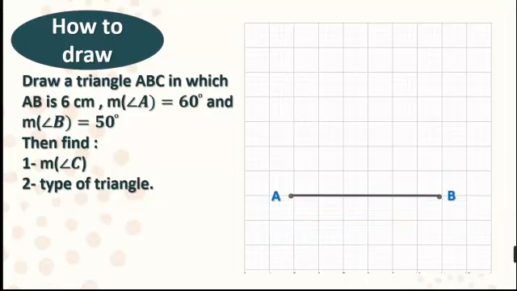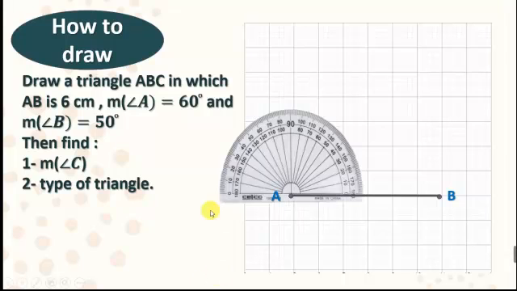Join them first. Now get your protractor. I will put it on point A, because I'm going to measure angle A. The point in the middle of the protractor, I will put on point A, and 0 on the 0. I have 0 here and I have 0 here.